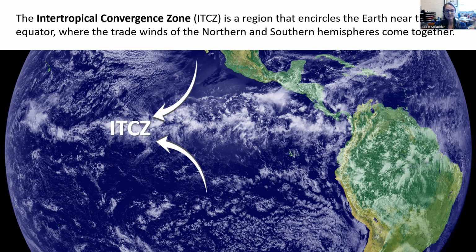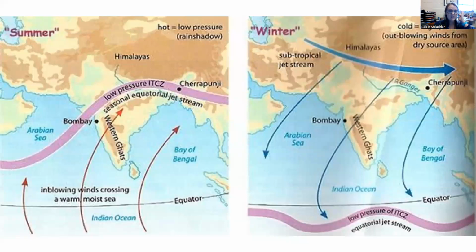And even though this ITCZ sits near the equator, it's not always on the equator. It does wobble a little bit depending on the relative strength of the northern and southern trade winds. Right? So during the summer, the ITCZ will actually be pushed northward up into India. And this creates a lot of rain. So we get this wet summer monsoon in Southeastern Asia.